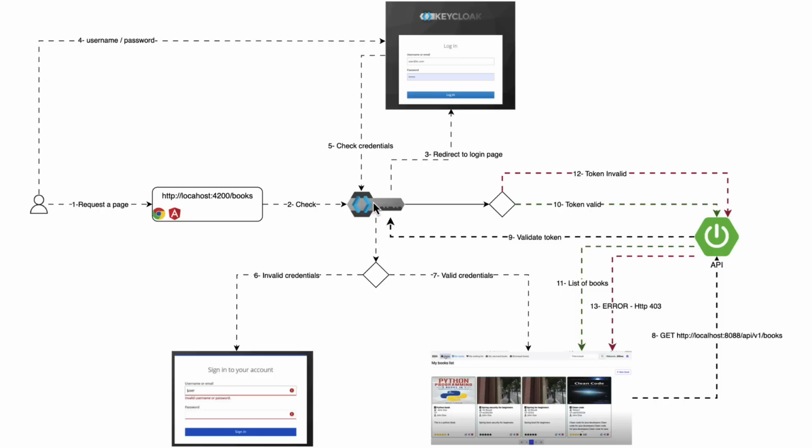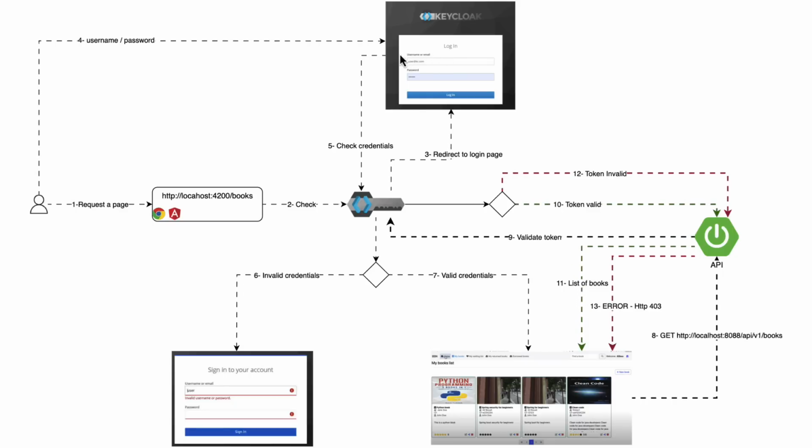If the user is not authenticated, we will redirect him to the login page, for which we will use the default theme of Keycloak. So the user needs to type his username, email or password. All right, so this is the first step. As I mentioned, the second step is the check, then redirecting to the login page, and then the user needs to type his username and password.